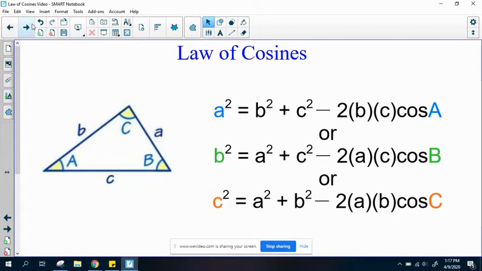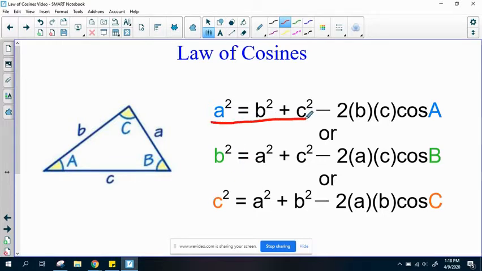Okay, so the law of cosines has one formula. It actually looks like there's three different ones, but they're actually all the same. It just depends on what angle you're trying to find. I tried to make it color coded for you. Remember that a big letter represents an angle and a small letter represents a side. So this should look very familiar.